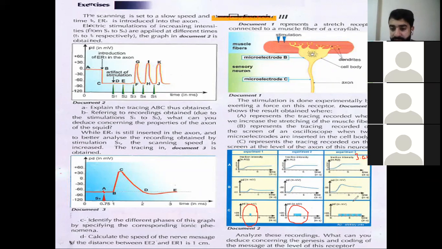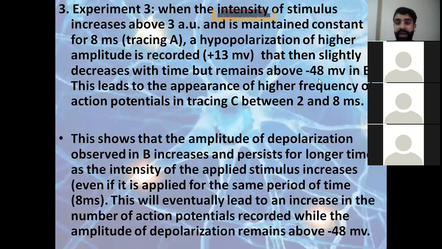So what will happen? The potential difference increases to about, let's say, minus 40 millivolts between second 2 and second 5, and then it decreases to about minus 50 after 8 milliseconds. So all of the action potentials have the same amplitude, but the number of action potentials in tracing C increases in the third experiment. So when the intensity of the stimulus increases above 3 AU, the stretching increases above 3 AU, and it's maintained constant.